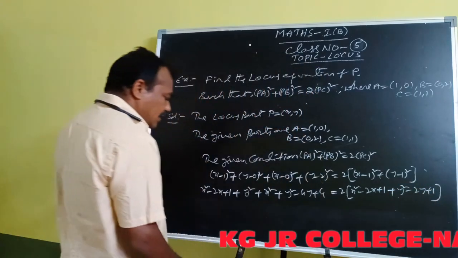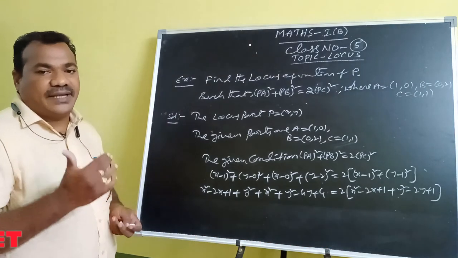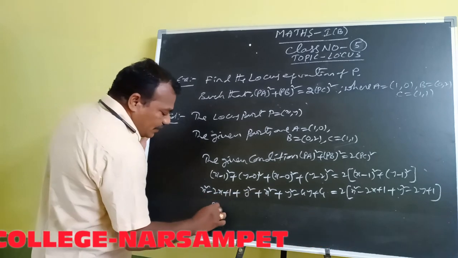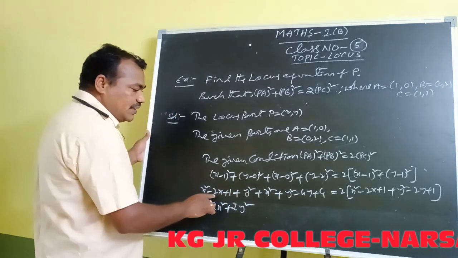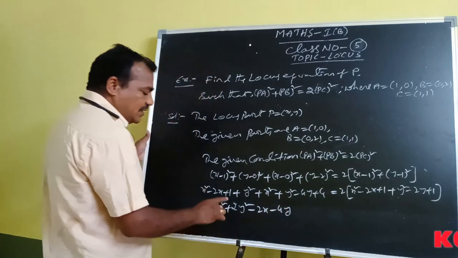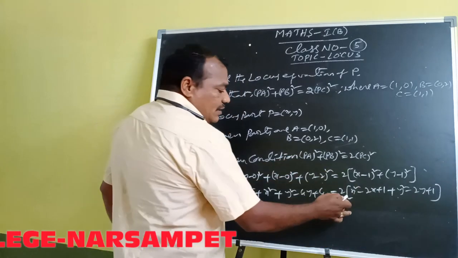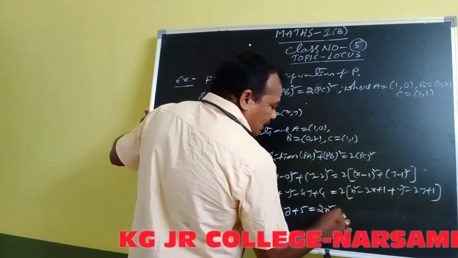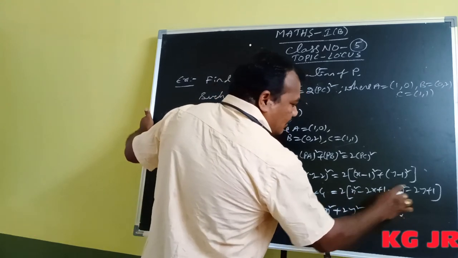Here students, on the LHS, to calculate all these terms we arrange them in order: x square, y square, x, y and constant terms. On this LHS, 2 x square are there, 2 x square, and y square plus y square, 2 y square, and minus 2x and minus 4y. And constant terms here 1 plus 4, 5. Here on the RHS, each and every term we must multiply with 2: that is 2x square plus 2y square, minus 4x, minus 4y, and 1 plus 1, 2, 2 times 2 is 4.